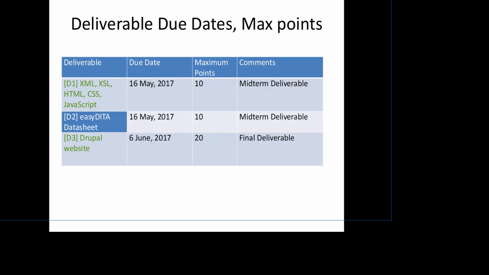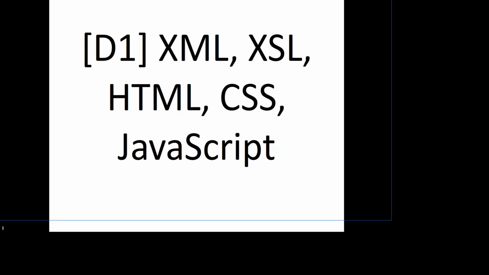So let's go through the details. First of all, the dates and the maximum points. D1 will be due, these dates are not correct. I need to update these, roughly these dates, but I'll put the actual ones. Let's pay more attention to the maximum points. You get 10 points for D1, 10 points for D2, and 20 points for D3.